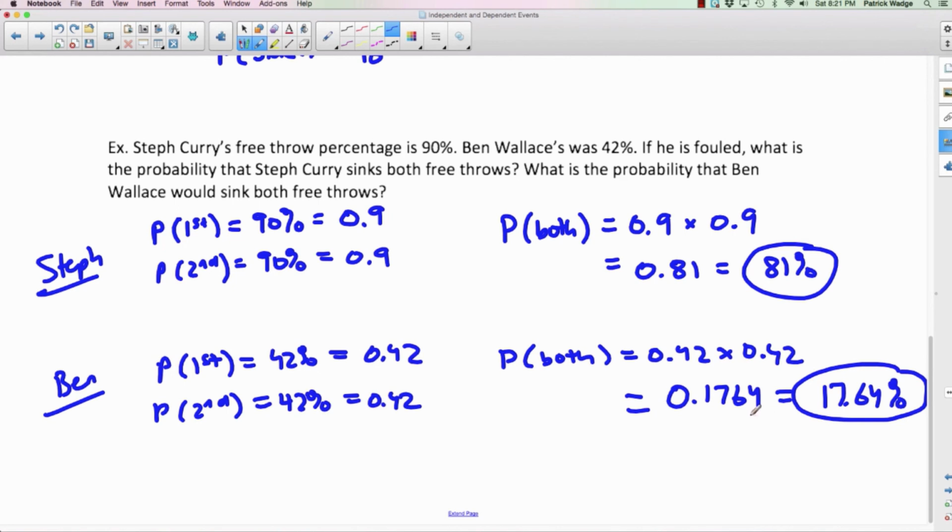I mean, you wouldn't expect him to make both unless he went to the line at least 6 times in the game. He might make both once. This is terrible. So that's how you find probabilities of independent events.